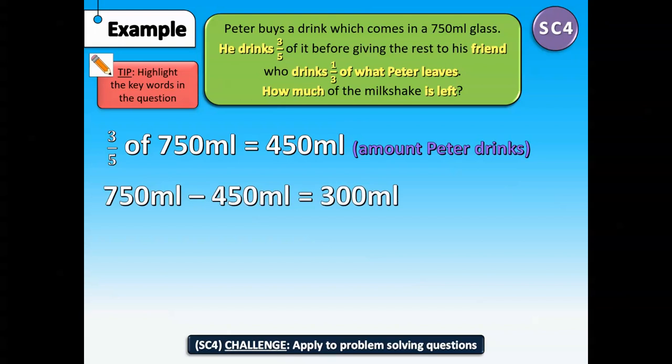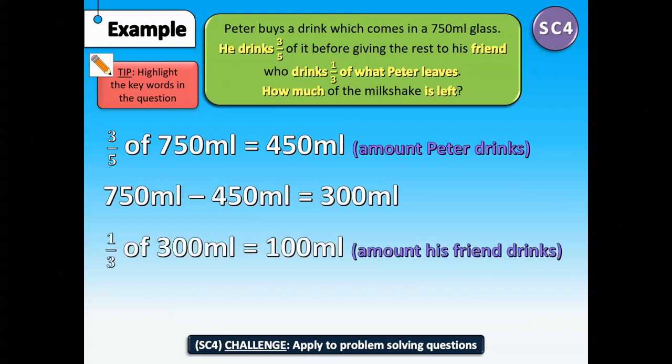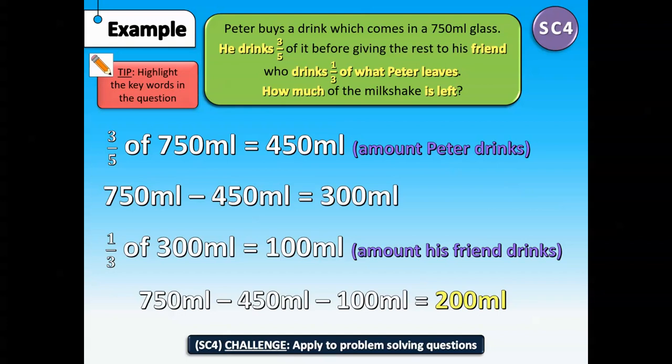So that means he gives 300 millilitres to his friend. And his friend drinks 1/3 of this. So 1/3 of 300 millilitres is 100 millilitres. So how much of the milkshake is left? There's 200 millilitres of the drink left.